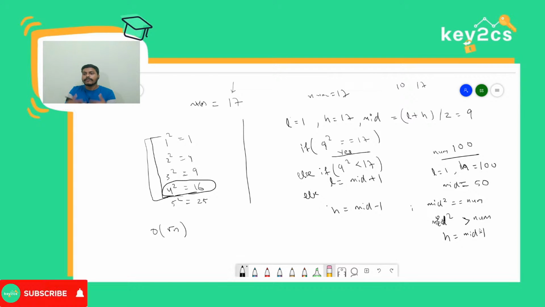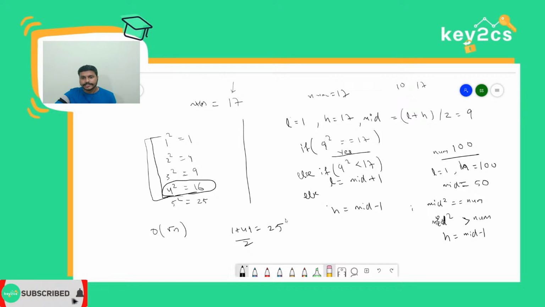Now you find the middle of 1 and 49: 1 plus 49 is 50, by 2, that is 25. Is 25 square equal to num? No. Is 25 square greater than num, which is 100? Yes, so you have to go to lower numbers. High becomes mid minus 1, that is 24. Then you find the middle value 12. So every time you're decreasing the problem space by half.